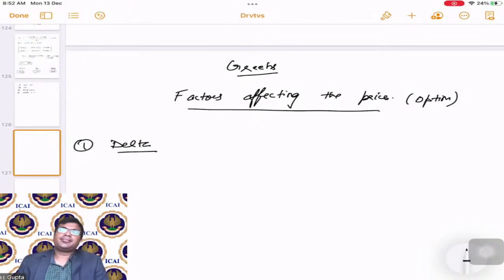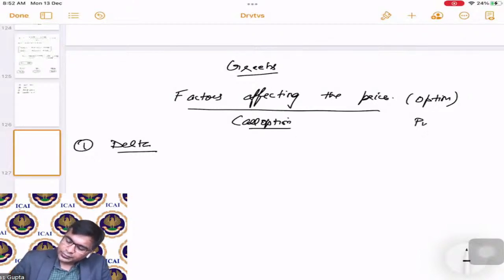Now, what is delta? Delta is defined for a call option and a put option. We will study it for both. This is the call option, and this is the put option.